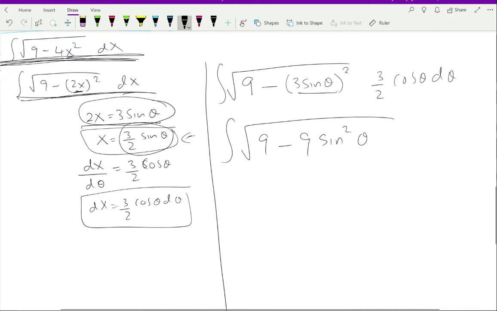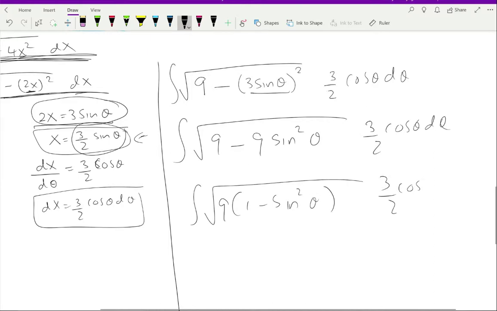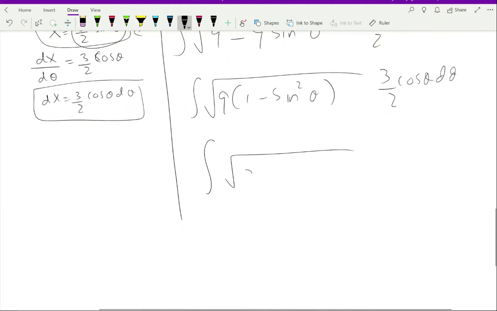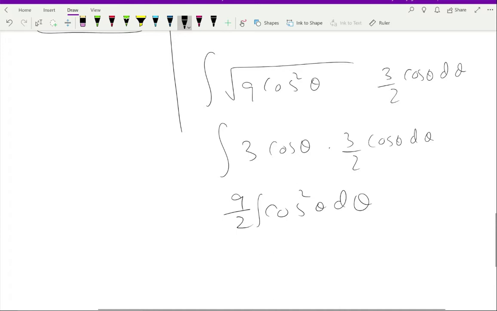See, now you have a common number, right? It seems like it's working out. So let's factor 9 inside the square root. So it's 1 minus sine square theta. See, we can use the Pythagorean identity. So if we use the Pythagorean identity, it's 9 cosine square theta, right? 3 over 2 cosine theta d theta. All right, so the square root of 9 is 3, and the square root of cosine square theta is cosine theta, times 3 over 2 cosine theta d theta. So this is 3 times 3, 9. So we can take 9 over 2 outside, and cosine square theta d theta. This is what we get.